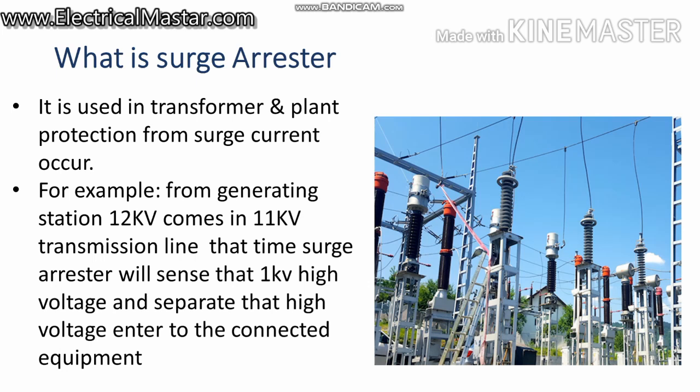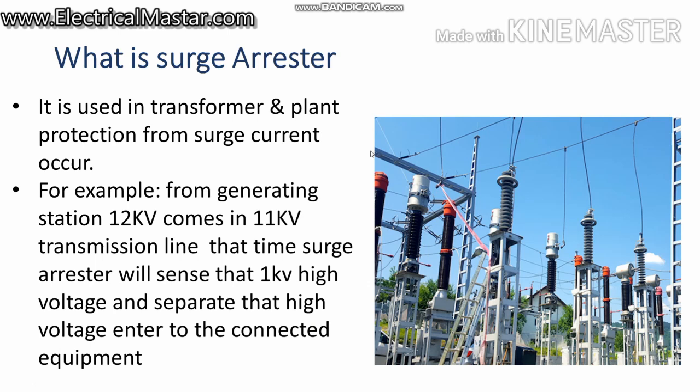And third is a surge arrestor. Surge arrestor is entirely different from the lightning arrestor and the lightning rod concept. We use a surge arrestor for protection inside the plant, and even in our domestic applications. The purpose of a surge arrestor is that whenever surge current or surge voltage comes, it separates that surge voltage from the live line, and that surge voltage is connected to the ground.